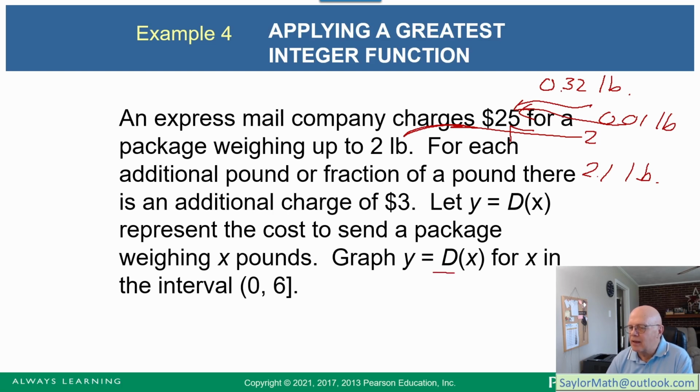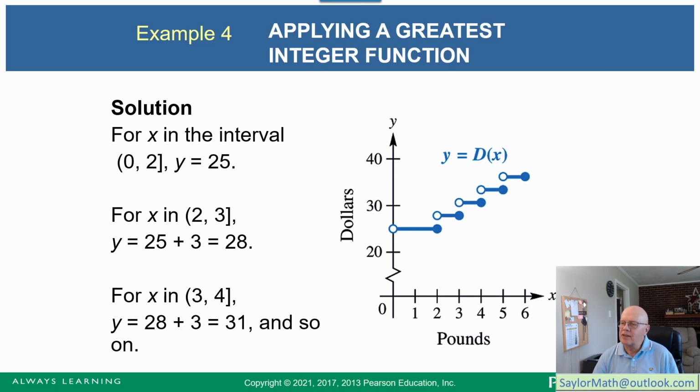Graph it for 0 to 6. So this is what it looks like. For a package, you can't have a 0 weight package, so that's why this is empty. Anything up to and including 2, you're paying the $25, which is right here. Once you go over 2 pounds, it jumps up.